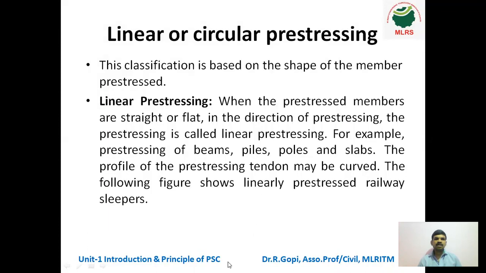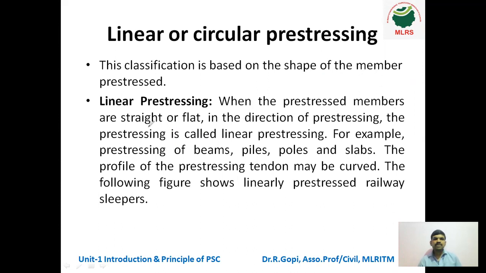So next, linear or circular prestressing. The name itself has the answer. Linear means straight tendons. Circular means we have to provide them in circular shape. So this classification is based on the shape of the member. Okay. So when the prestressed members are straight or flat, suppose if you take concrete poles or concrete sleepers, it is a straight member. So for that purpose, we are using linear prestressing.